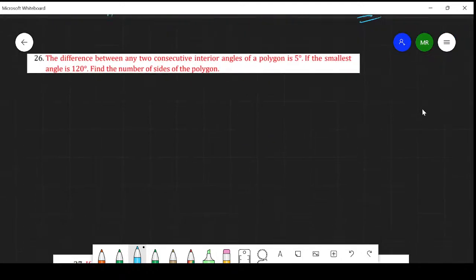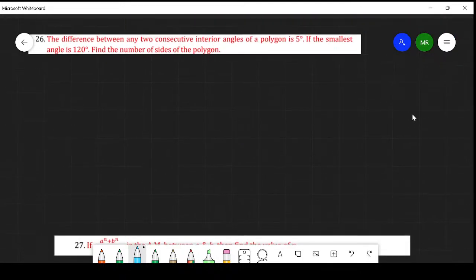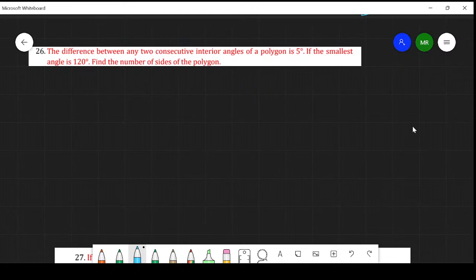Next, question 26. With this I can complete all the problems of this topic. The difference between any two consecutive interior angles of a polygon is 5 degrees. If the smallest angle is 120 degrees, find the number of sides of the polygon. Please observe this problem.